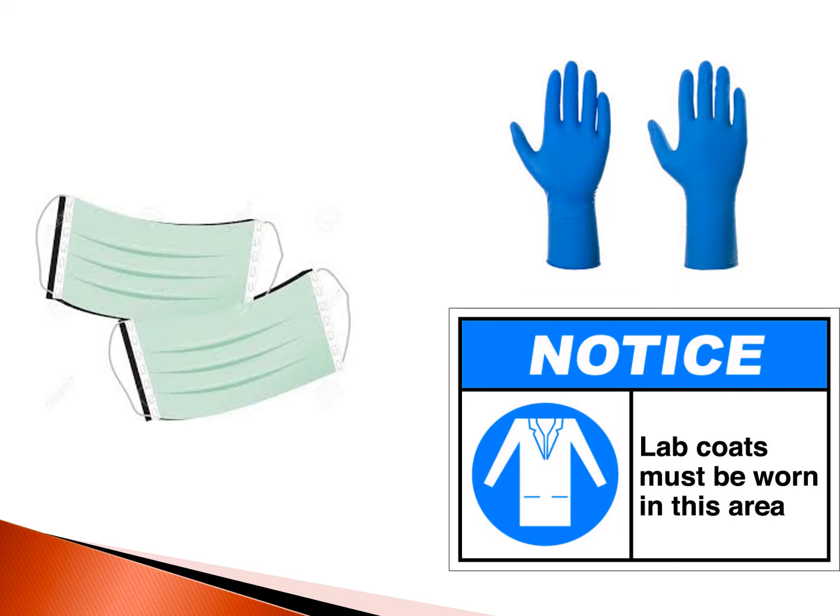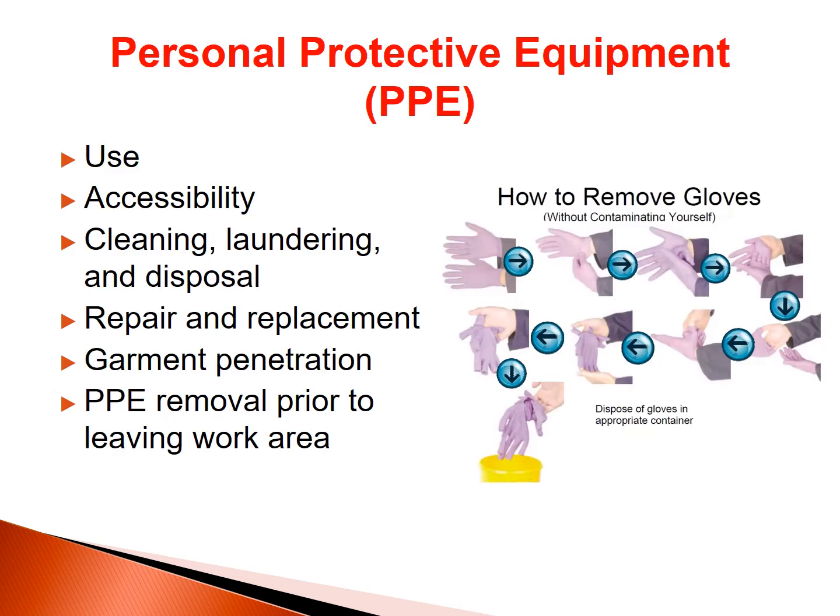The blue gloves are primarily going to be the rubber gloves, not the latex gloves. We do recognize that some individuals might have an allergic reaction to latex, so that's why we also encourage folks to get the rubber gloves as well. And then you also see the paper masks. We'll go over some more PPE in a minute because the OSHA regulations also cover cleaning, laundering, and disposal of PPE, how to remove PPE before leaving the work area, and what to do if there's any penetration of the garments.